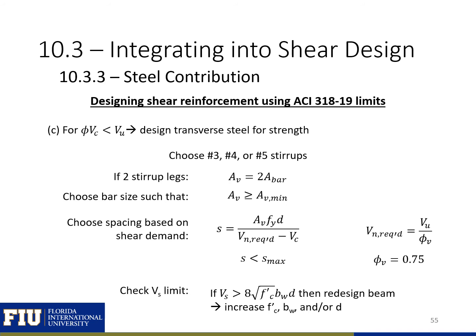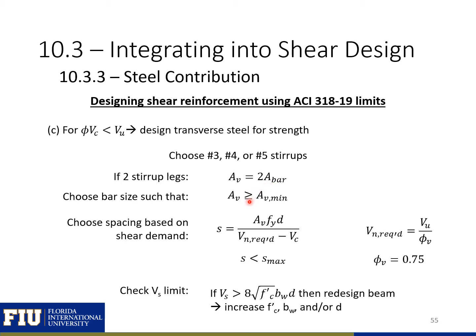If the ultimate shear demand exceeds the factored concrete shear contribution, then you need to design your transverse steel for strength. Typically what you'll do is choose a number 3 or number 4 bar to start. You'll typically have 2 stirrups in your web, so the area of your shear reinforcement will be 2 times the area of your single bar.